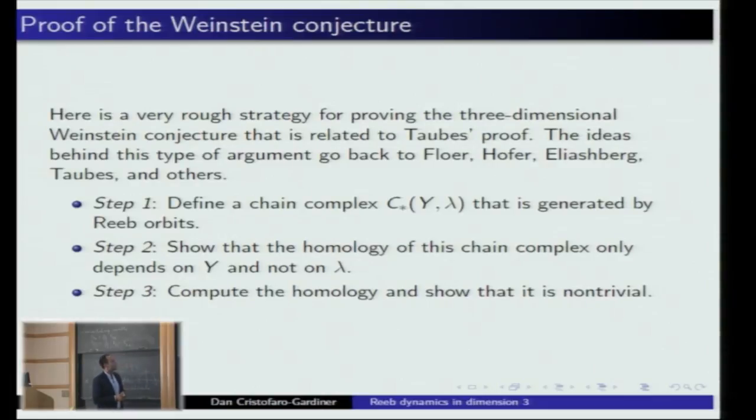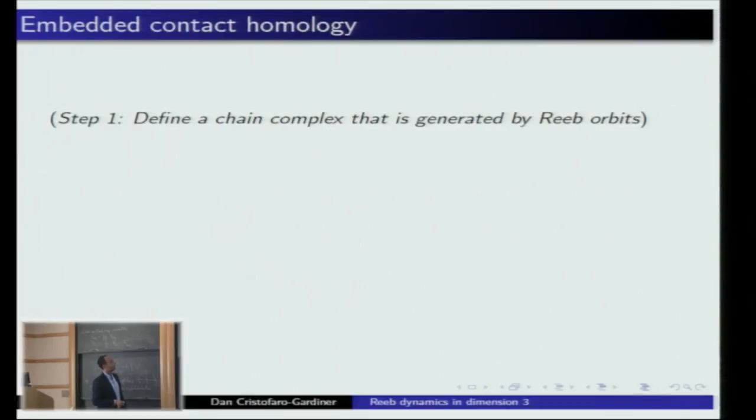And the cool thing is you can actually get this to work. So how are we going to get this to work? Well, let's remember what step 1 was. So we want to define a chain complex that's generated by Reeb orbits. And there are lots of ways to do this. Professor Hofer sort of has many ways of defining such a chain complex.